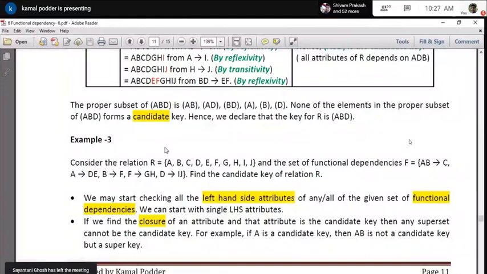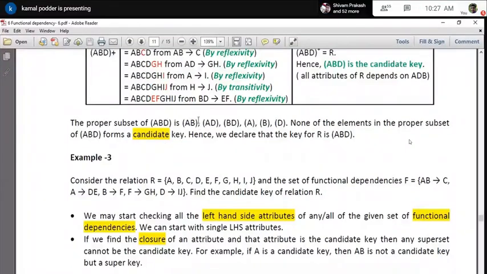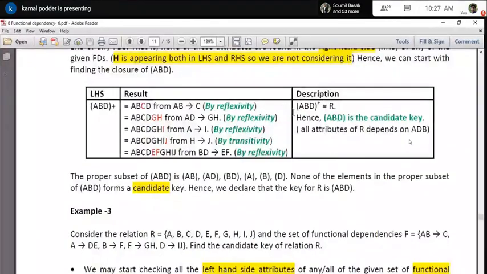Okay, if you find the closure of each individual subset, you'll find that none of these closures represents all the attributes of the relation, and that is the reason they cannot be a super key or candidate key, and that is the reason here I am saying that it is a candidate key. Okay, so naturally, mind it, if there is only one attribute, then directly you can say it is a candidate key. Okay, because there cannot be any subset.